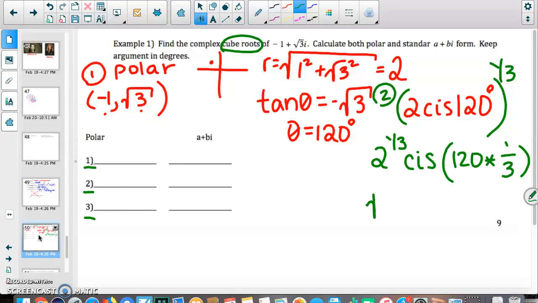So I can rewrite this as the cube root of 2. Please don't give me a decimal for that. You know I hate that. 120 divided by 3 is... why can't I do this? Oh my gosh, 120 divided by 3 is 40. Woo, brain fart. All right, so there is applying de Moivre's theorem.